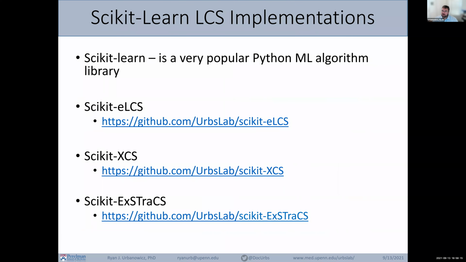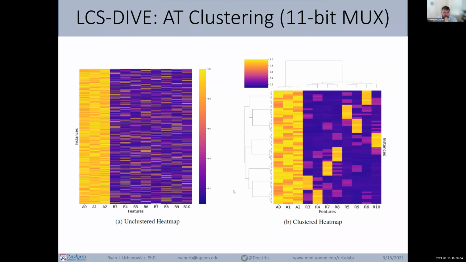I'm just going to skip over the end just to say that we have a number of pieces of software that are available out there. If you're interested in learning classifier systems, we've made some scikit-learn compatible versions for people to be able to use and apply more easily, or as a nice starting place if you have some ideas of where you think rule-based machine learning might be able to go in the future. We've also been working on expanding this attribute tracking pipeline. We have something called LCS Dive now that we just submitted for publication.